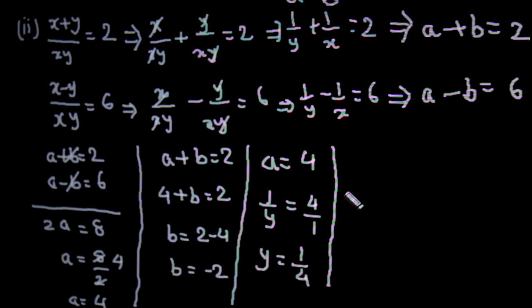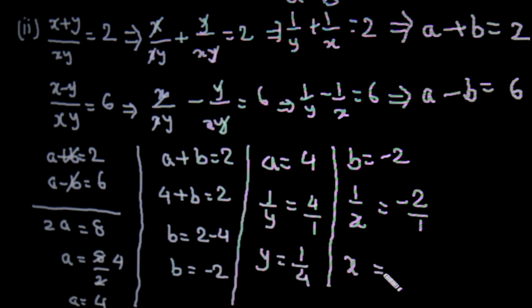Second one, b is equal to minus 2. What is b here? 1 by x. 1 by x is equal to minus 2 by 1. Then x, write the reciprocal, so x is minus 1 by 2. This is the end of the problem. x is equal to minus 1 by 2, y is equal to 1 by 4 are the answers. That's all for today.